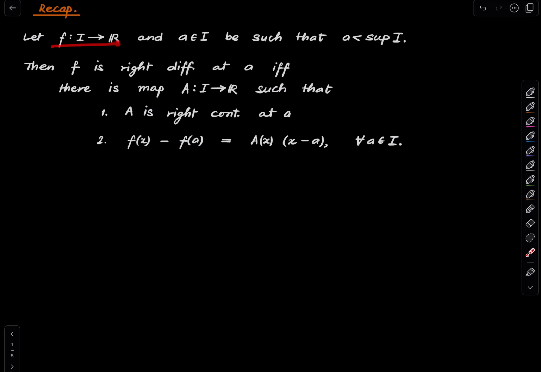Suppose f is a function defined on an interval and a is in the domain such that a is not the right boundary point. Then f is right differentiable at a if and only if there is a map of the sort such that the map is right continuous at a, and this equation holds for all x. We proved this earlier, and this is what we are going to use. This was basically an equivalent way of stating right differentiability, and there were three equivalences that we had proven. This is one of them.